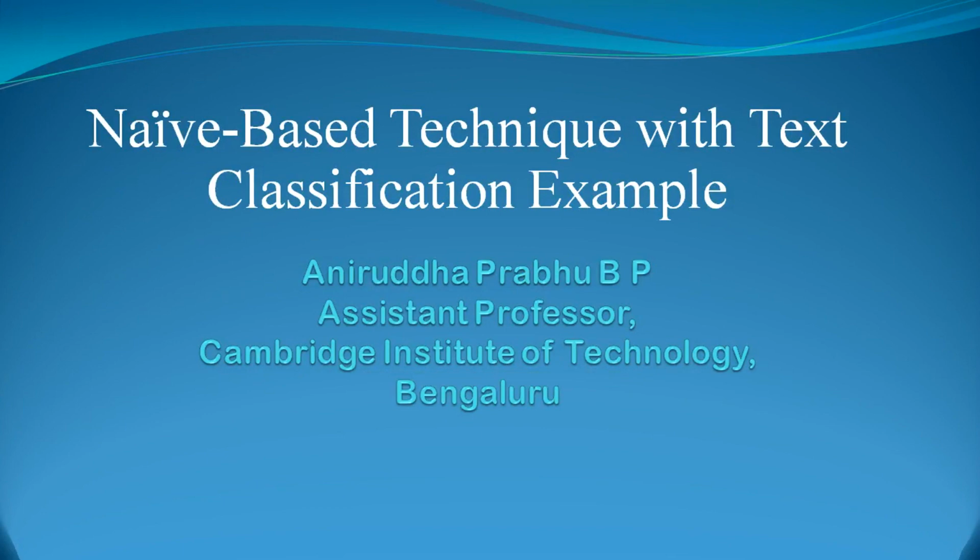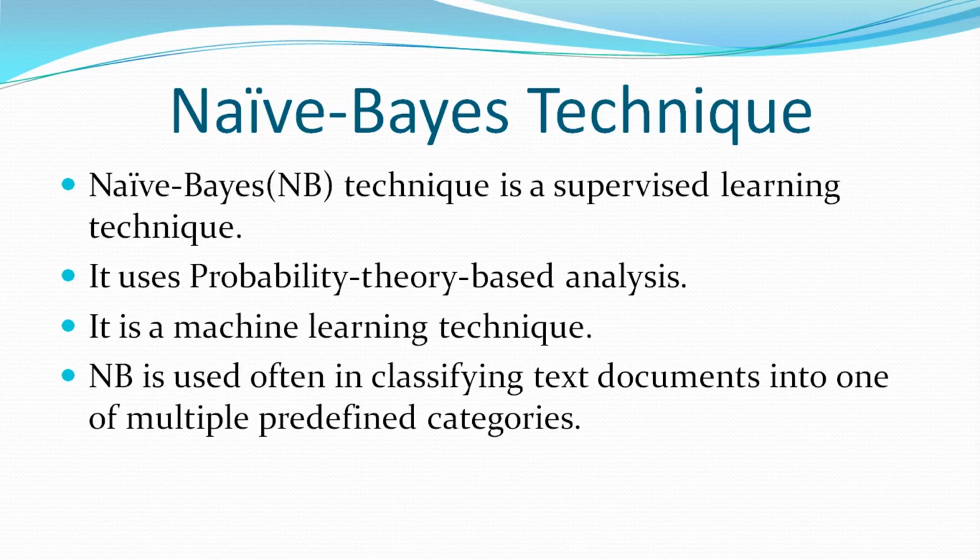Today I am going to discuss the Naïve-Bayes technique with one example of text classification. Naïve-Bayes is a supervised learning technique. You should not forget that in machine learning we have two techniques, supervised and unsupervised learning. Naïve-Bayes is a supervised learning technique. It uses probability theory based analysis, which means the decision we are going to take will be based on probability.